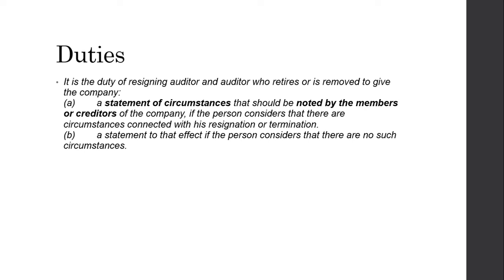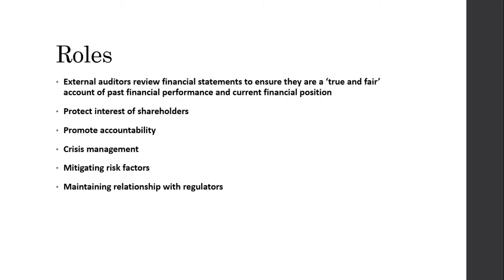Number B, or number 2, a statement to the effect if the person considered that there are no such circumstances. So that is another duty which should be performed by the auditor. So these are critical components that you have to look at when it comes to the regulatory framework of an auditor. So these are critical components of the regulatory framework of an auditor.